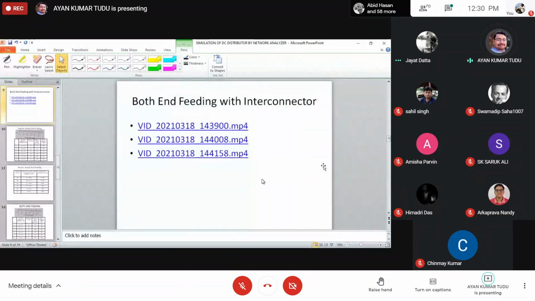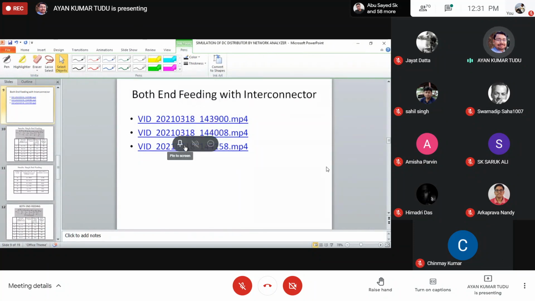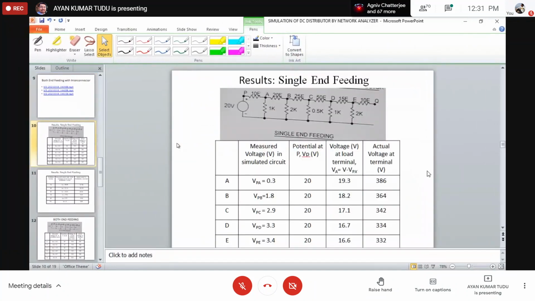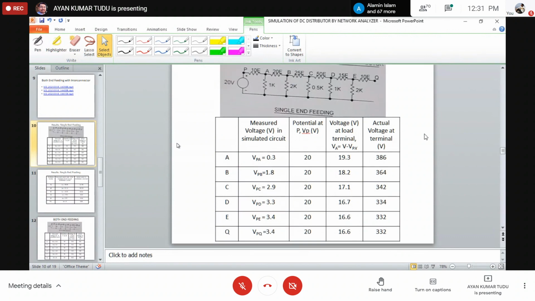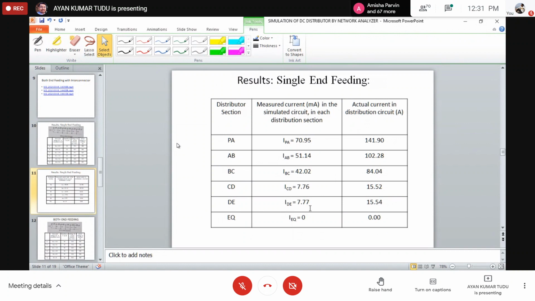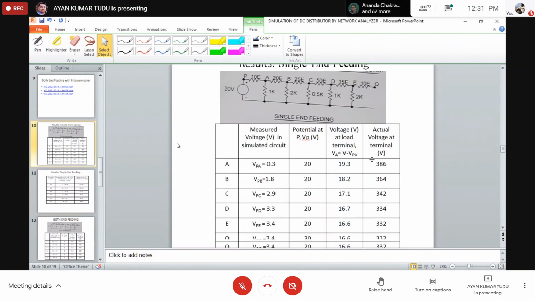Okay, so now what we are seeing, these are the results that we have got. After performing this experiment, this is the result we have got. This is for our single end feeding. As you can see, we have VPQ. Since the supply is at one end only, as we go to the far end of that distributor, the current value would be decreasing. As you can see, the current value is decreasing here. Here the scale factor, everything has been done for your purpose.